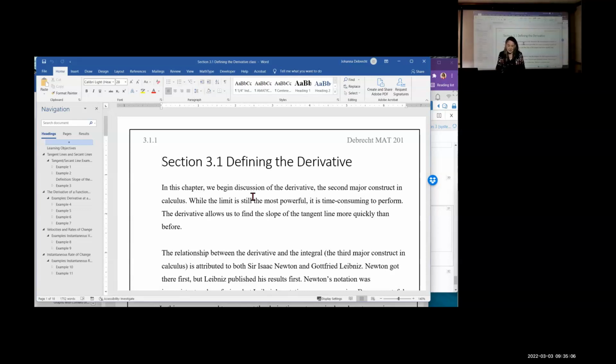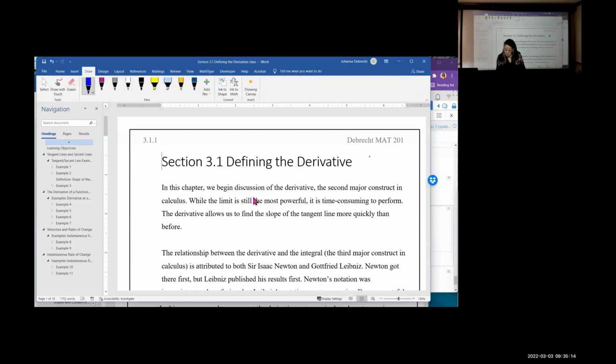We're going to switch gears now, and we're going to focus on defining the derivative. And really, this section should be labeled defining the derivative at a point, because that's really what we're doing. We're defining the derivative at a particular point. So at one point in particular. So this is different than defining the derivative in general over the interval. So we're defining it at a point.